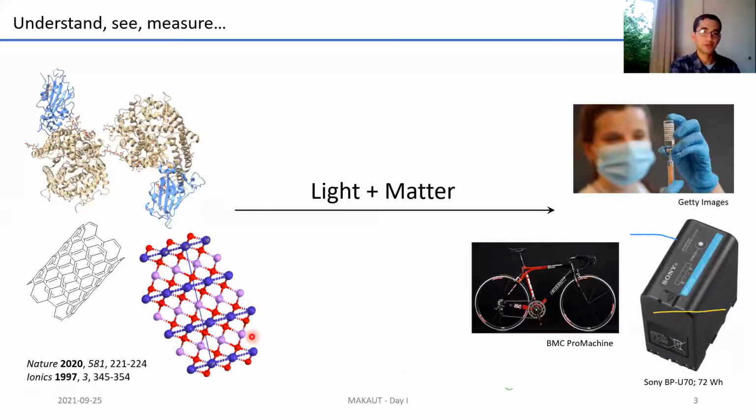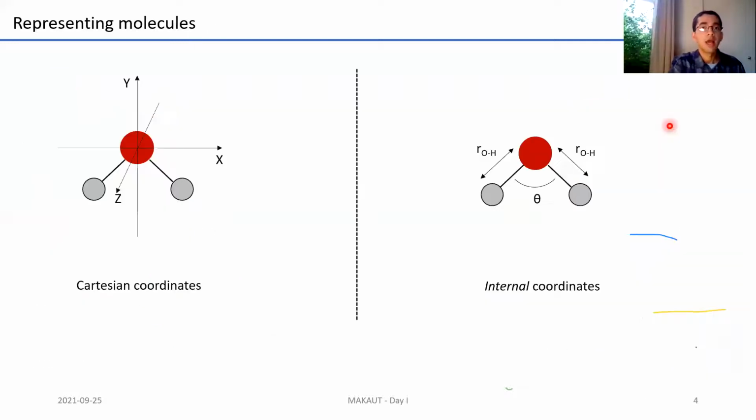This one, the lithium cobalt oxide, is now commercially available as batteries, and this is the Sony BP-U70, which is a commercially available product. So spectroscopy, or light-matter interaction, essentially helps you transition from this domain to this domain.